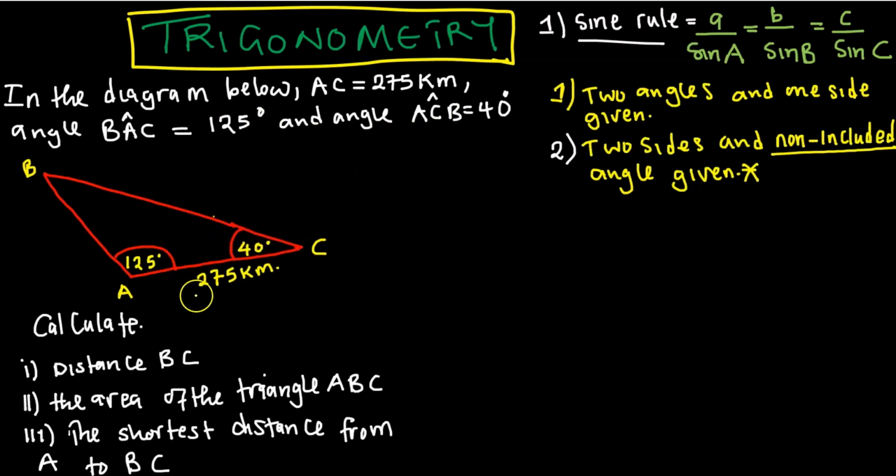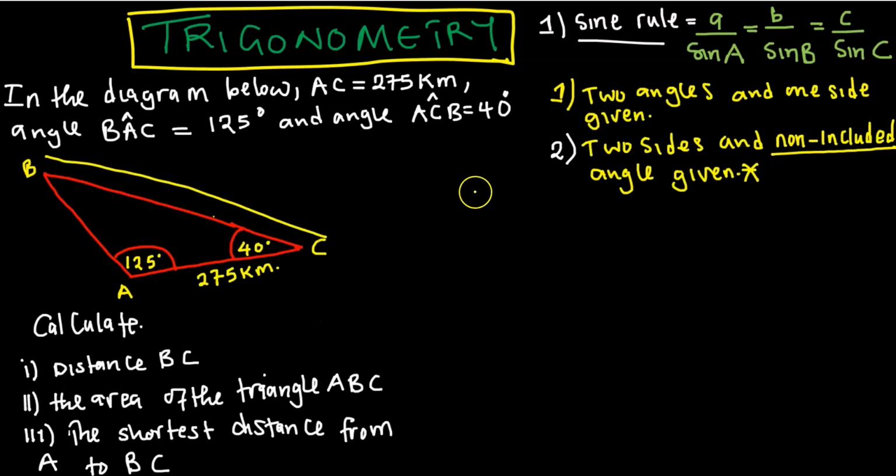Now, what do you expect in these questions? The first question that you might commonly encounter is finding the distance, or finding the side. And this is the first question here: calculate the distance BC. Where is BC? BC is right here.